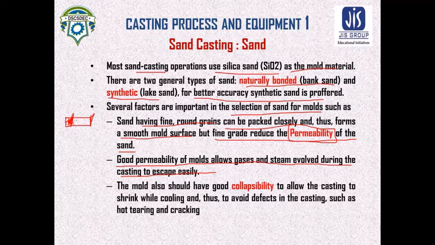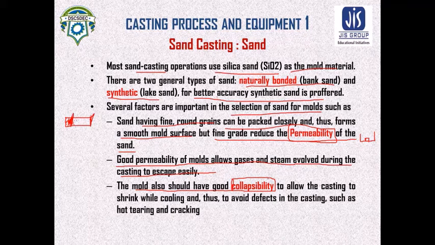And another thing the molding sand, the mold, should have is good collapsibility. Good collapsibility is the ability to strip up. That means, see, in a mold, due to solidification, the molten metal will shrink.